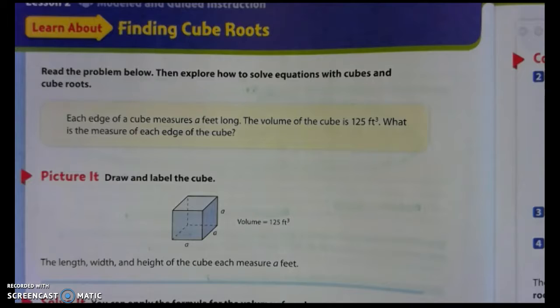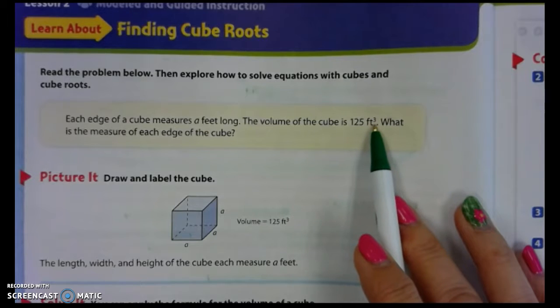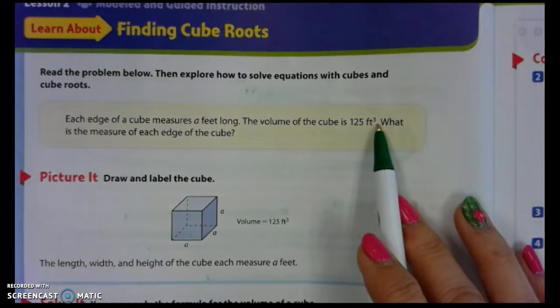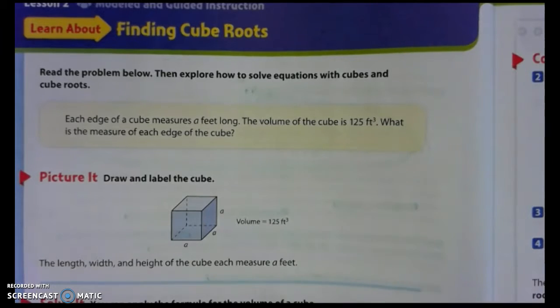What is the measure of each edge of the cube? Now remember, when we were talking about area, it was two-dimensional. We had a length, we had a width. When you're talking about volume, you've got that third dimension. It's a three-dimensional figure. You have a length, you have a width, and you have a height. That's where the third dimension comes from. Also, when they're talking about volume, notice that they're cubing your units, that feet cubed, and then in the last one it was squared. Okay, area is squared, volume is cubed.